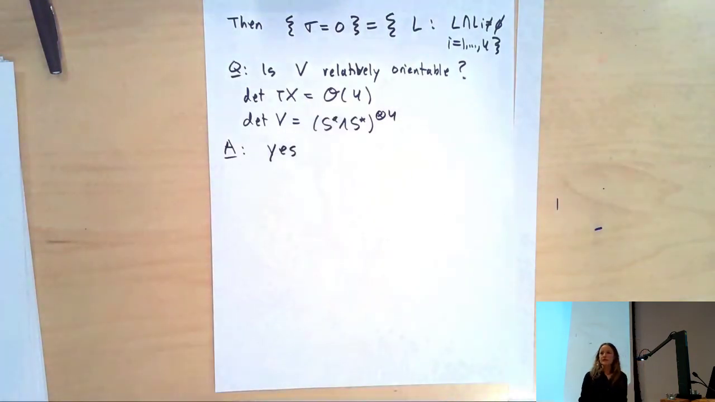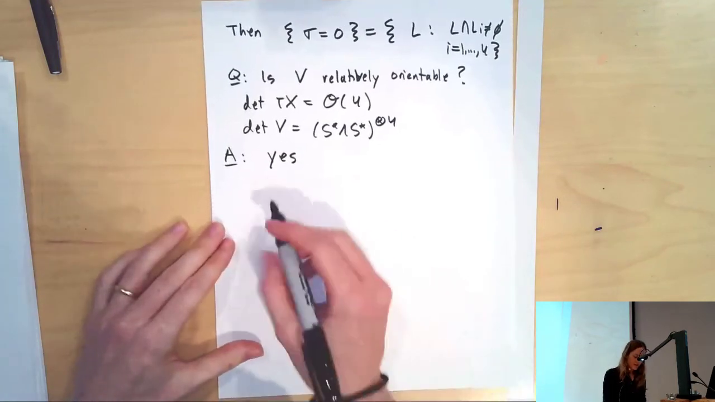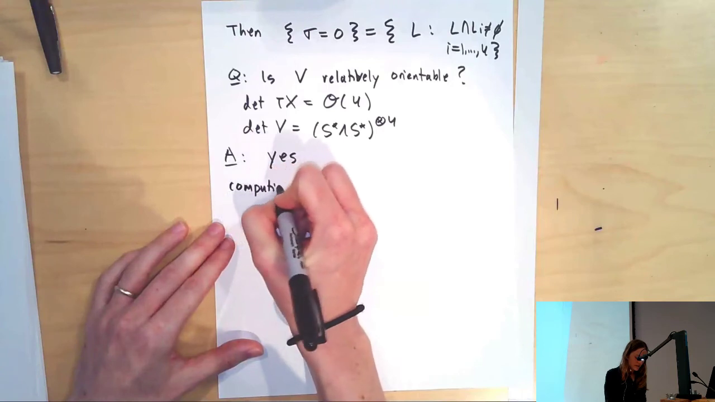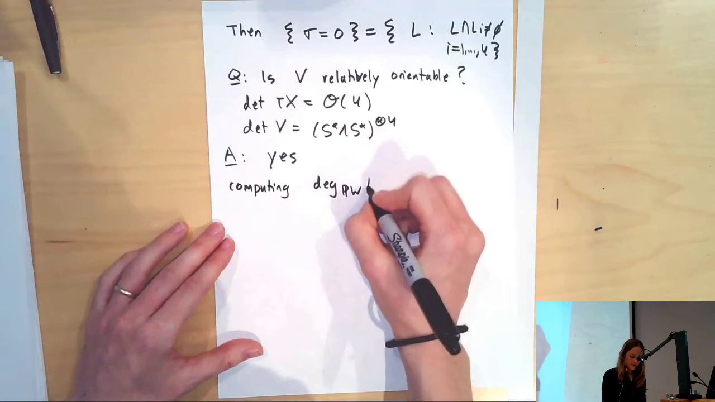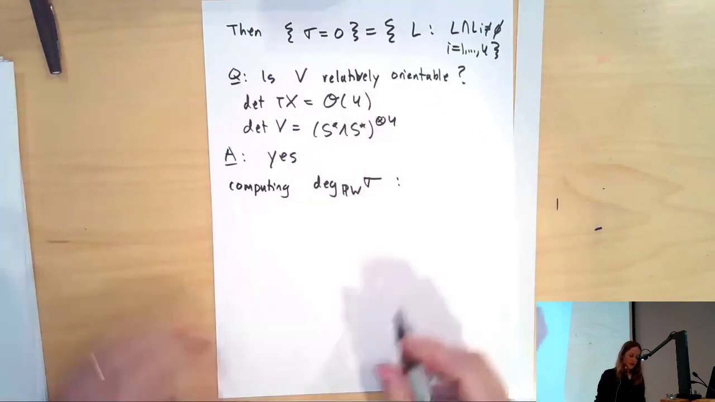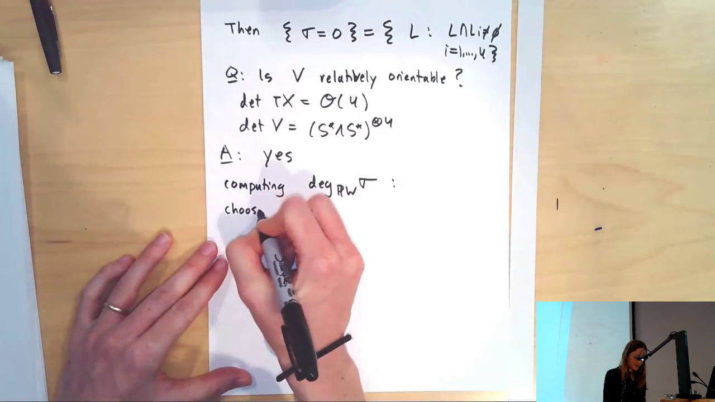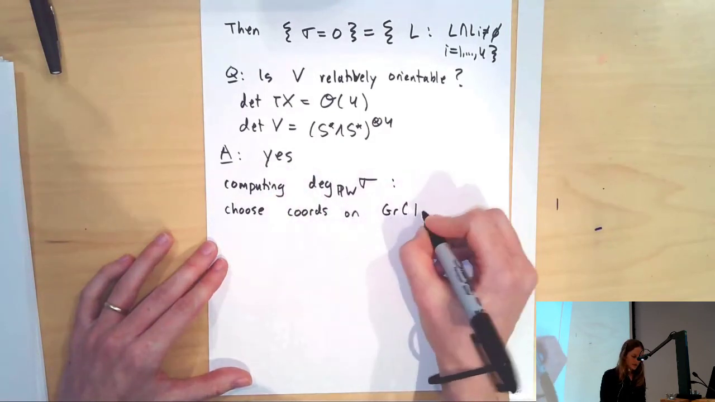Okay, so let's do our recipe. We need to identify sigma with a function, so let's do that. So computing the degree at some line L of sigma, we're going to choose some coordinates on the Grassmannian.